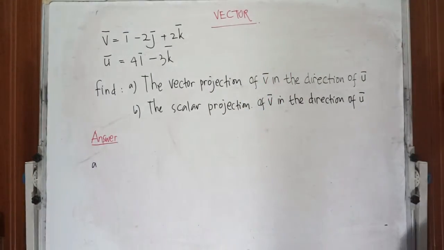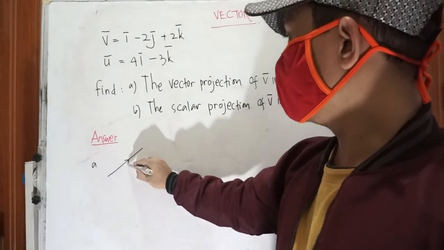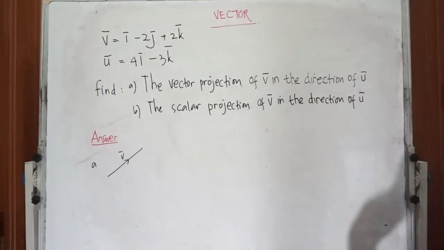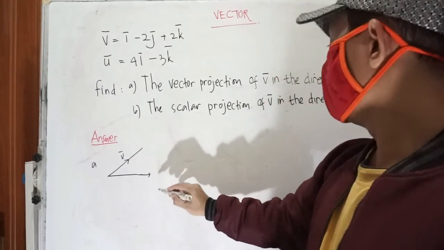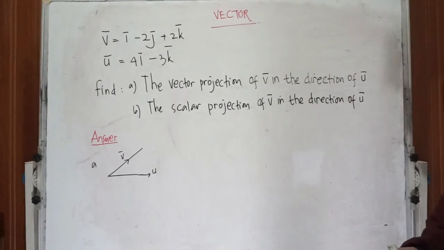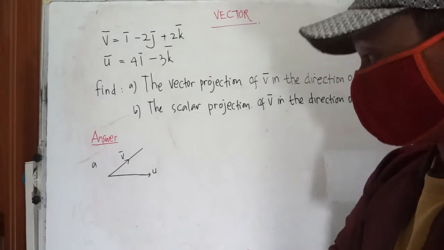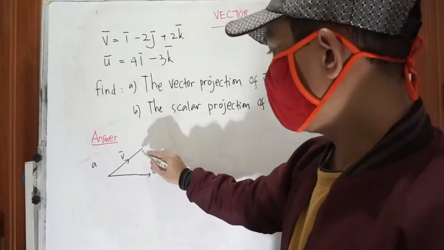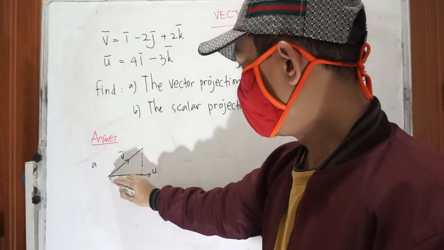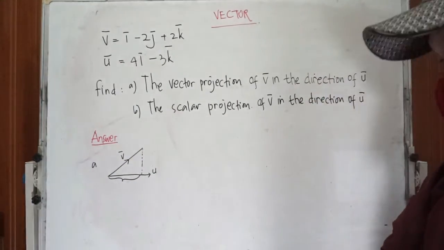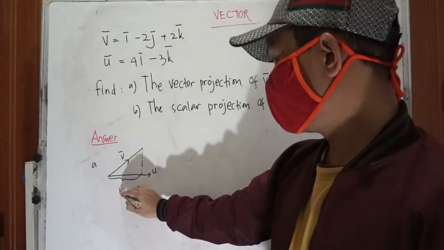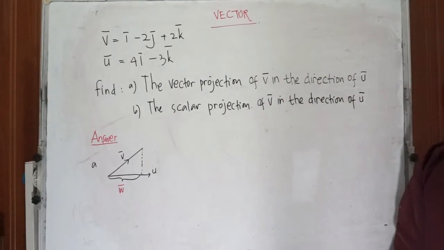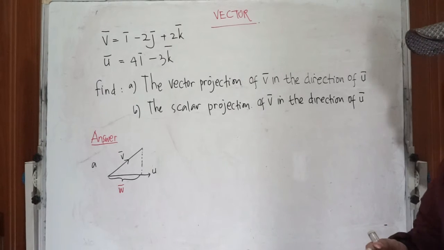Okay, the vector projection of V in the direction of U. Let this one be the vector V, and here is the vector U. Okay. The projection here. Let us name the vector projection of V in the direction of U as W. Clear, students? Okay, now we go to question A.